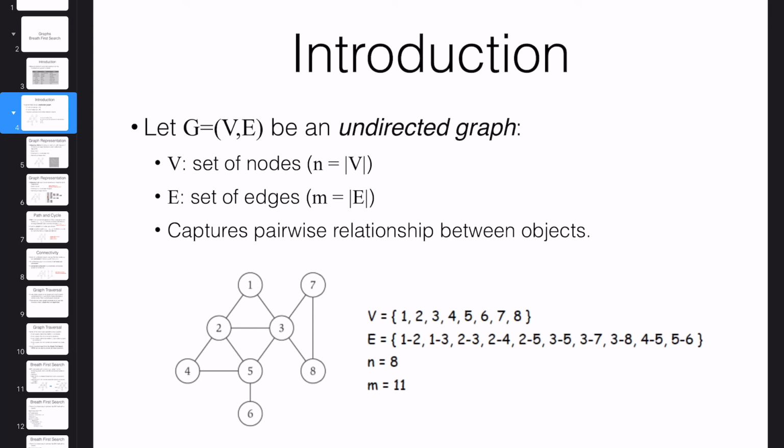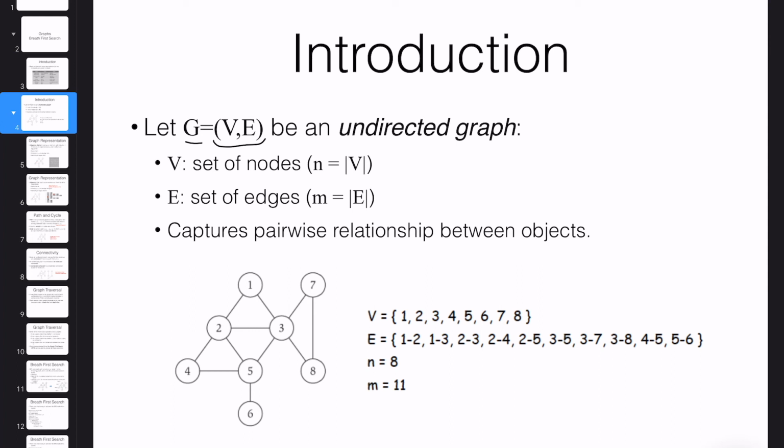So I'm going to first define what we call an undirected graph, and later on we will see the definition of a directed graph. We usually show an undirected graph as G, which is a pair of a set of nodes V, or vertices, and a set of edges that we call E. So V is the set of nodes, vertices, and E is the set of edges.